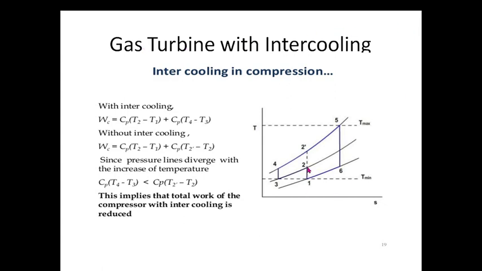Here you can see a gas turbine with intercooling. 1 to 2 is the low pressure compression, 2 to 3 is the intercooling in between, and 3 to 4 is the high pressure compression. The area under 3 to 1 is the reduction in the work that needs to be supplied. So this is the simple TS diagram for the gas turbine with intercooler.